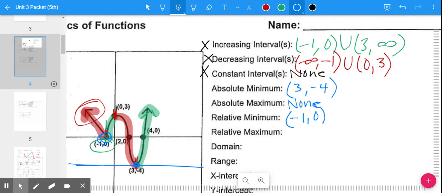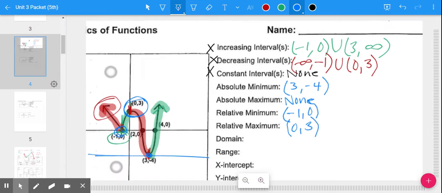And your relative maximum, it's another turning point that's a high point, but not the highest point. I always say think of your maximums and minimums as peaks to mountains and the dip of a valley. So it always has to have that turning point.